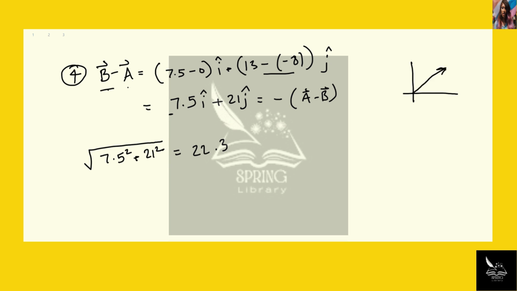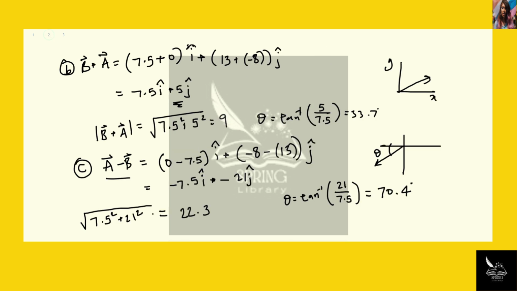I said the previous vector, vector A minus B, was in the fourth quadrant, but this is actually the third quadrant. This is the fourth quadrant.